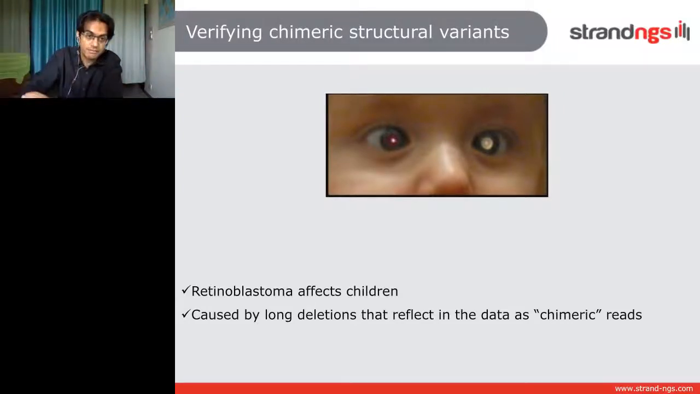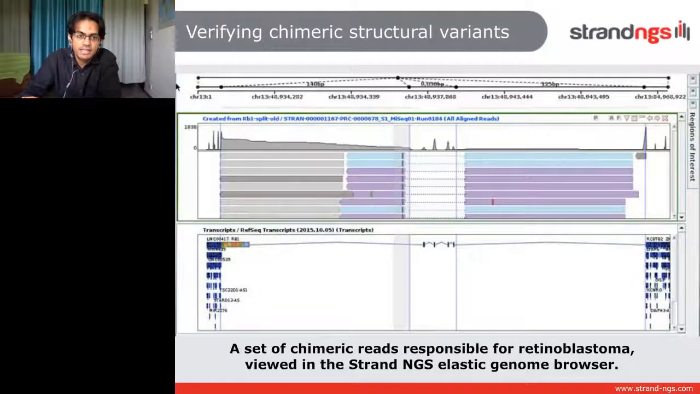And these reflect in the data as chimeric reads. So here's an example of that. This is the Elastic genome browser in Strand NGS Server. And what do we mean by elastic? Elastic just means that these long deletions occur across several hundreds of bases. In this case, if you look at this closely, you can see that this is actually a 9 kilobase deletion.